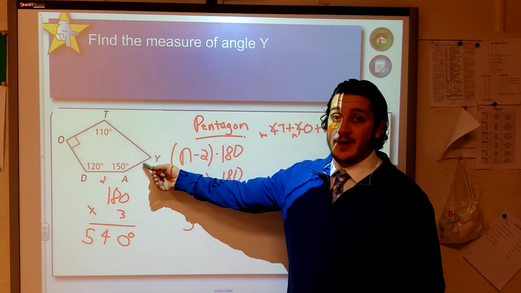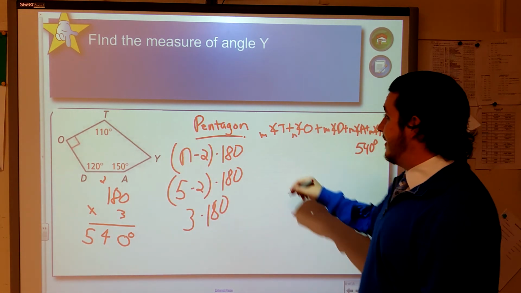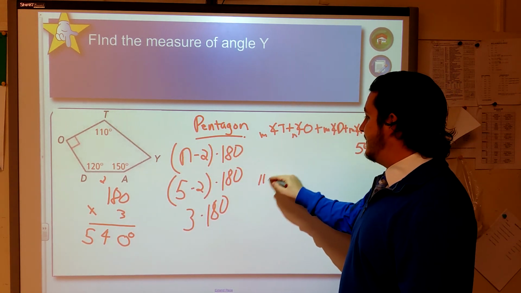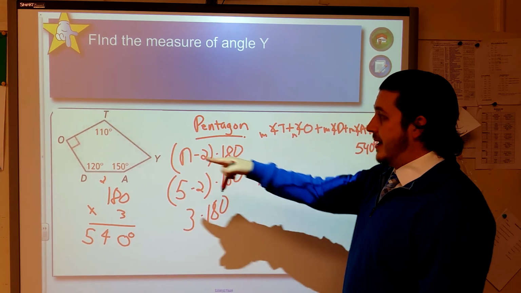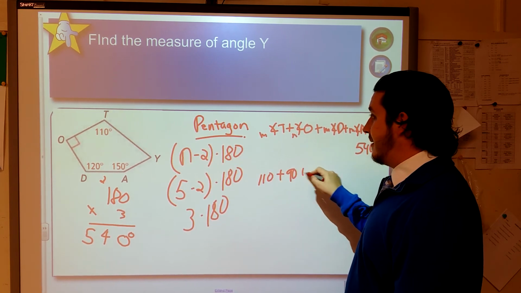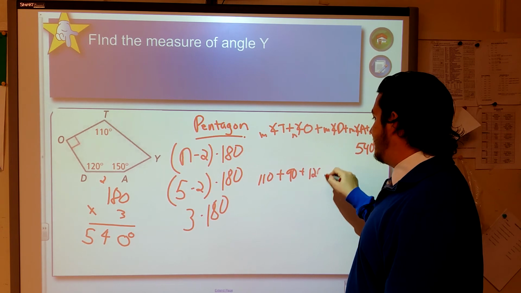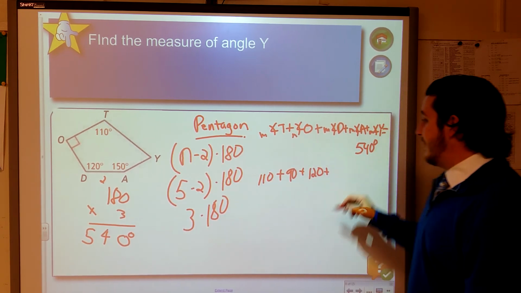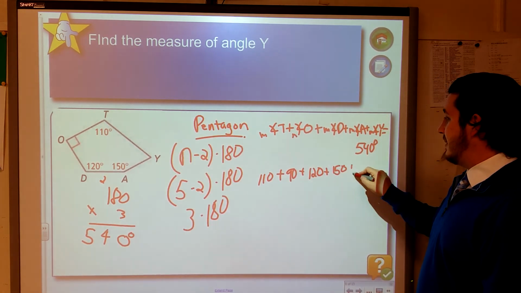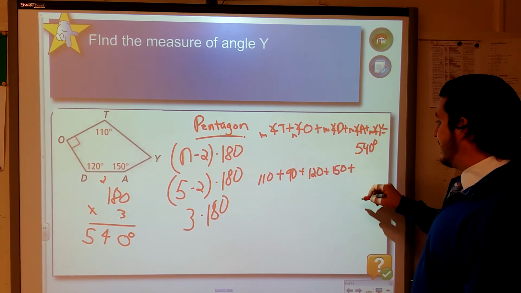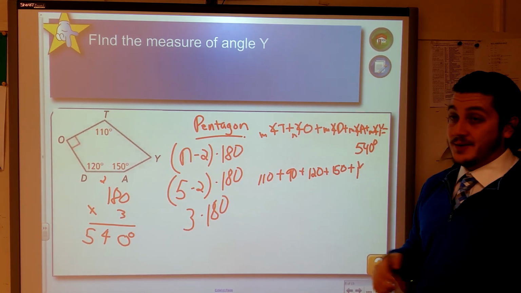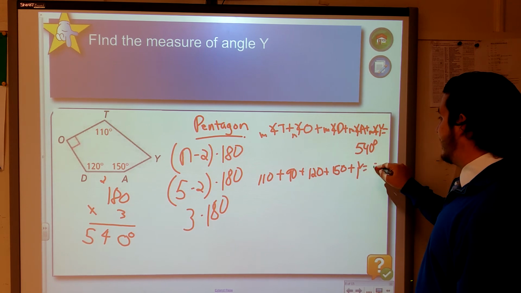We don't know angle Y, so let's just plug in. Angle T is 110, angle O is 90, angle D is 120, angle A is 150, and angle Y we don't know, so we're just going to put Y there. It's okay, we're just putting it as a variable. That's equal to 540.